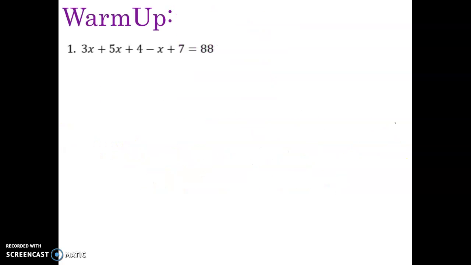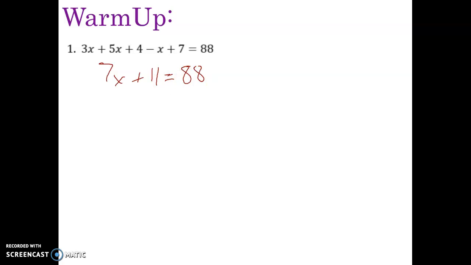Okay, let's do this warm-up. For my warm-up, I am going to combine like terms. Everything over here is already on the same side, so I can just combine it like it is. 3x plus 5x is 8x. Minus x, remember that's the same thing as minus 1x. 8x minus x is 7x. And 4 plus 7 is 11, combining the things that are like each other.